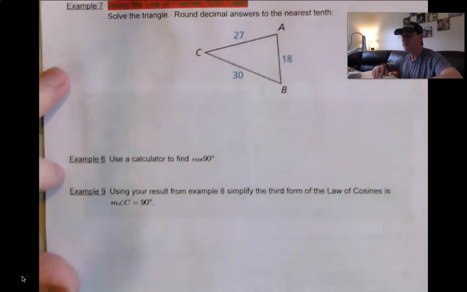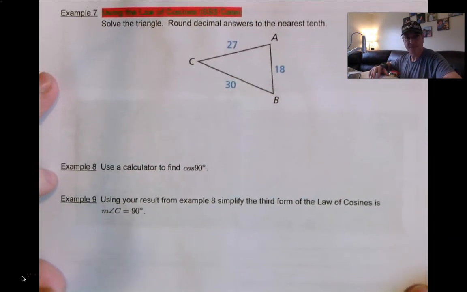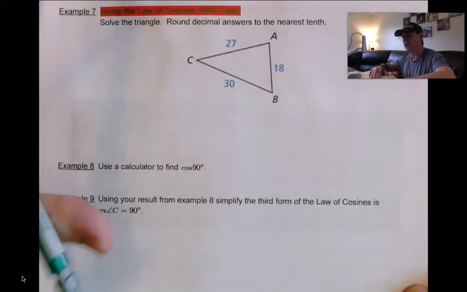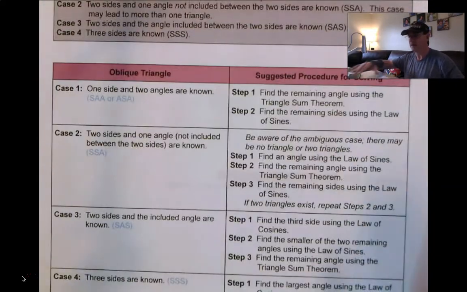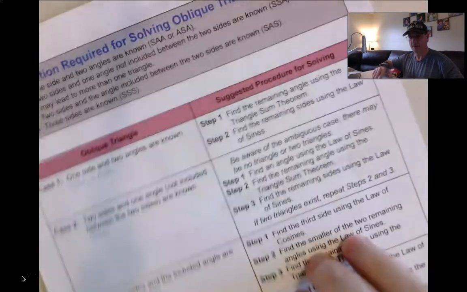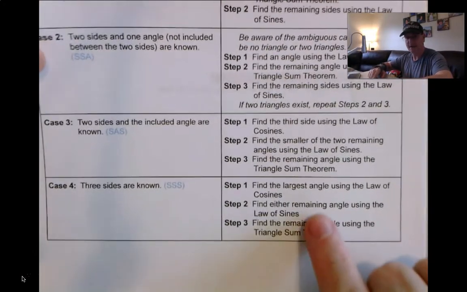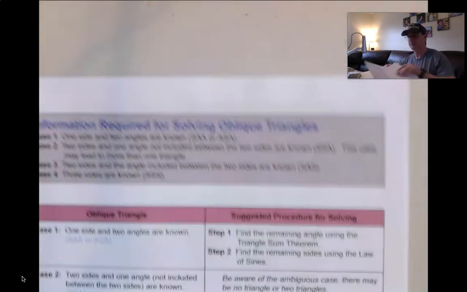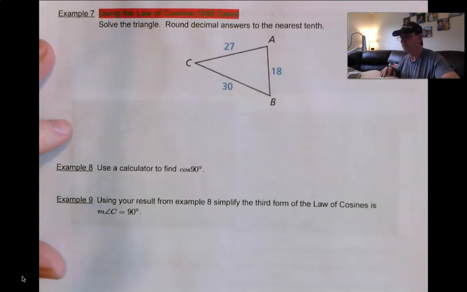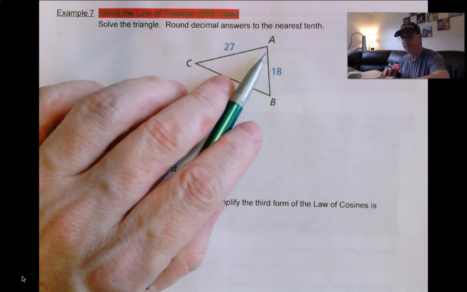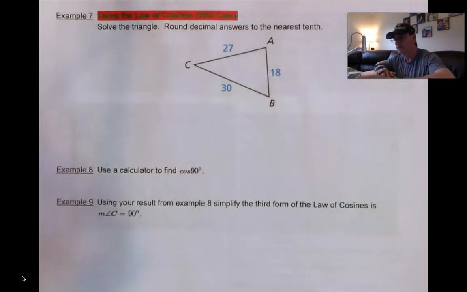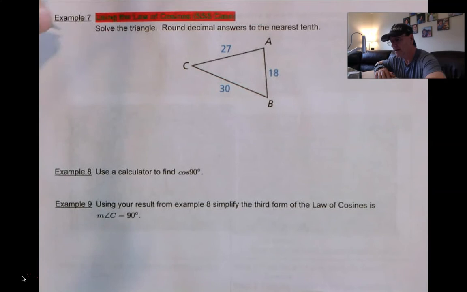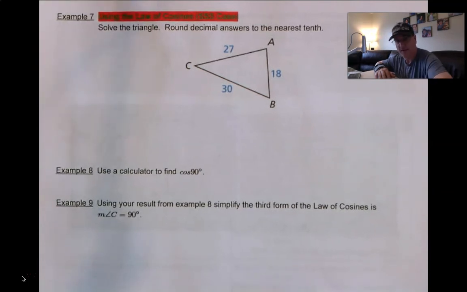Example 7, again, law of cosines, but this time it's side, side, side. Let's take a look at our chart, refresh our memories. Side, side, side. We have to find the largest angle first, and then after that it doesn't matter. I told you earlier, for example 7, the largest angle is angle A. So that's what we're going to find, which means we're going to use cosine of A to find angle A.